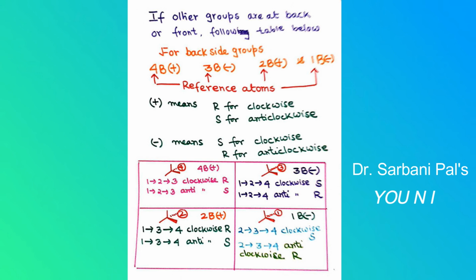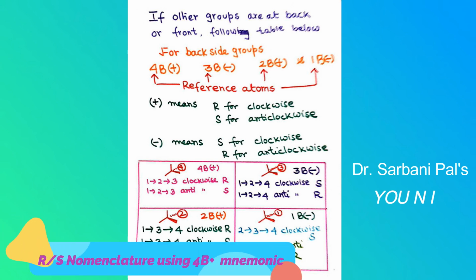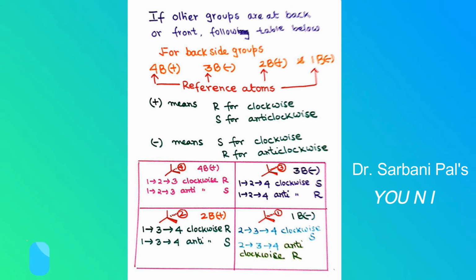If the fourth priority group is at the back, already I have told, it is 4b plus, we can use. If the third priority group is at the back, we can use 3b minus. If the second priority group is at the back, we can use 2b plus. If the first priority group is at the back, then we can use 1b minus. So depending on the situation, whether the fourth, third, second or the first priority group is pointing back, we can use 4b plus, 3b minus, 2b plus or 1b minus in order to find out the R or S absolute configuration of that particular center.